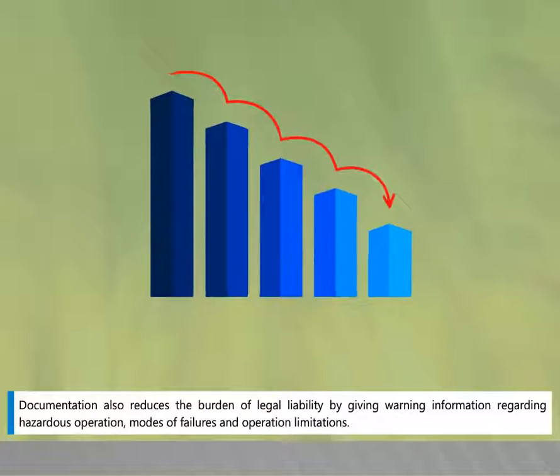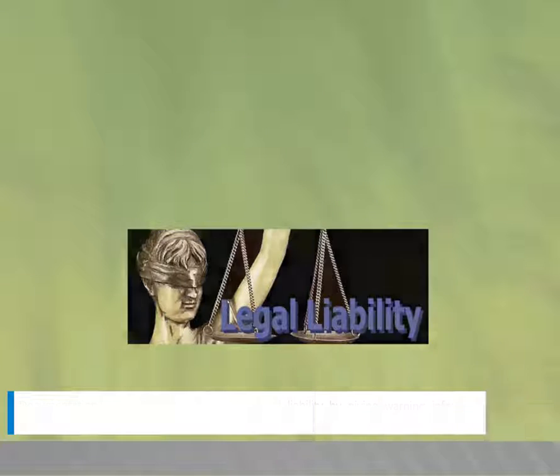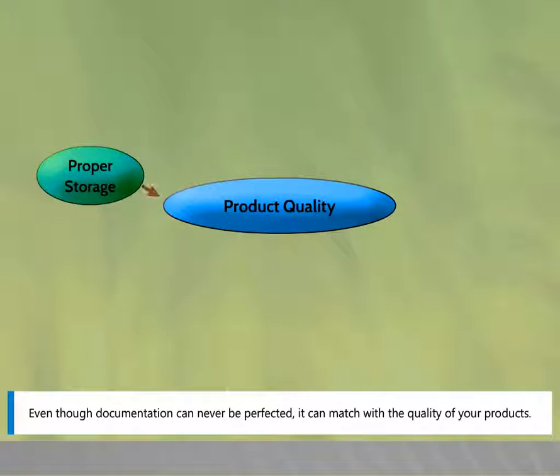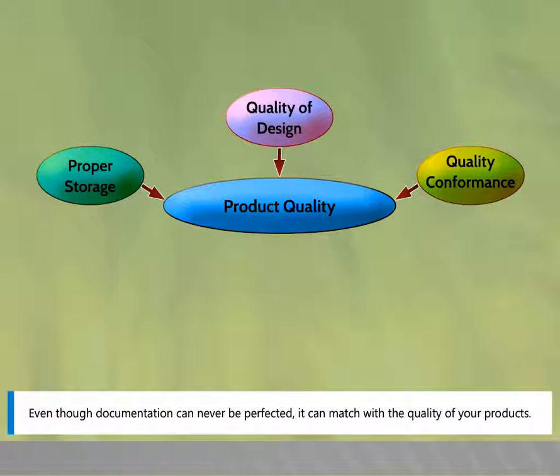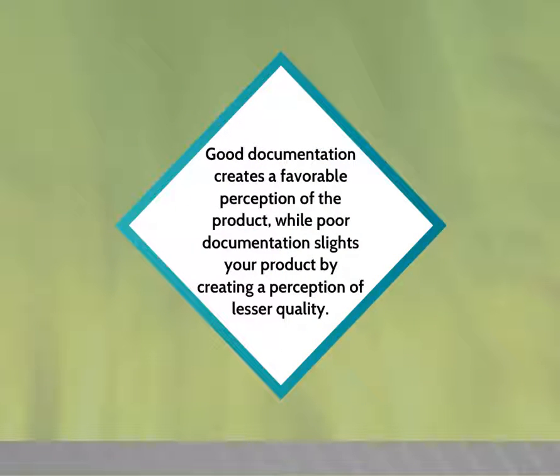Documentation also reduces the burden of legal liability by giving warning information regarding hazardous operation, modes of failures, and operation limitations. Even though documentation can never be perfected, it can match with the quality of your products. Good documentation creates a favorable perception of the product, while poor documentation slights your product by creating a perception of lesser quality.